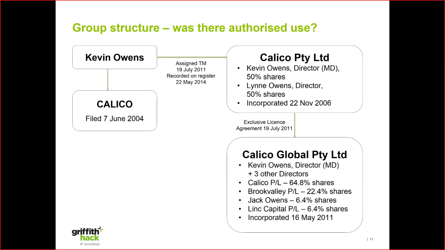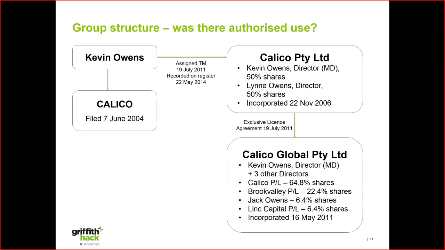Calico Pty Ltd then set up another company, a subsidiary company, which was Calico Global Pty Ltd. That was in May 2011. And that company started using the mark then. You can see from the slide that it's got a number of shareholders coming on board, and there was Kevin Owens, who remained the managing director, but also other directors involved.